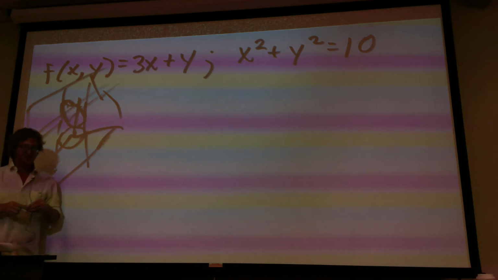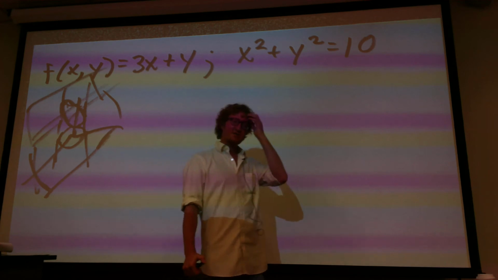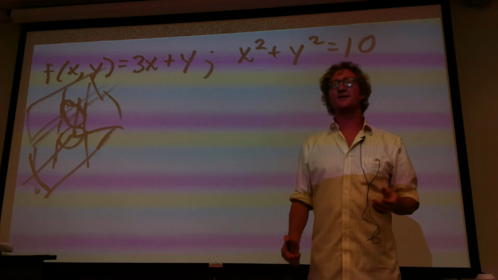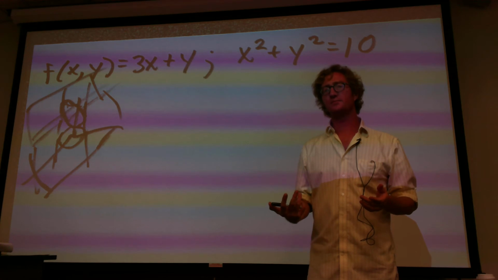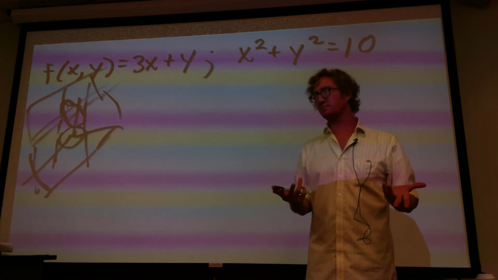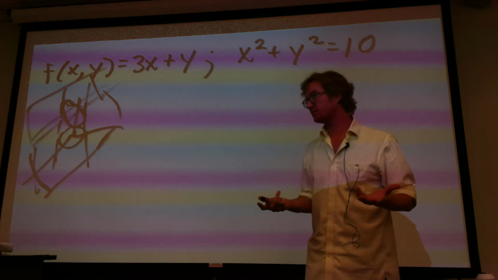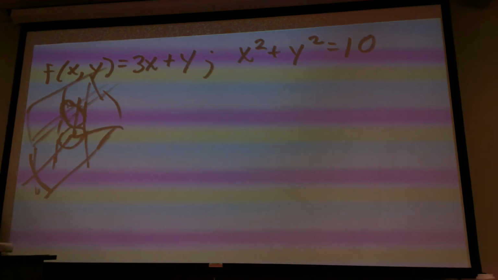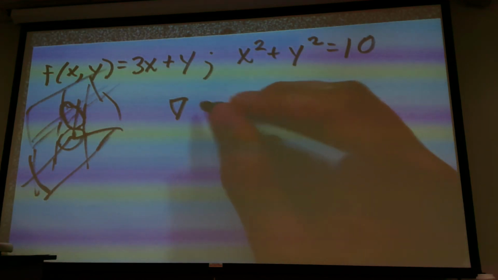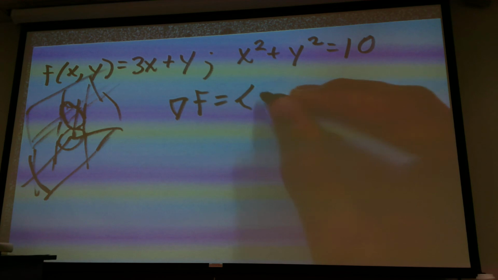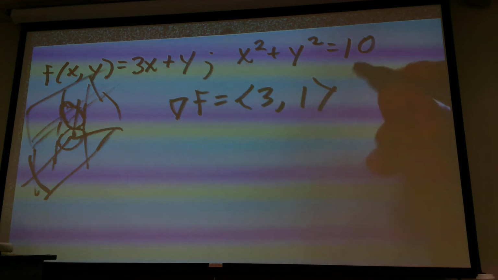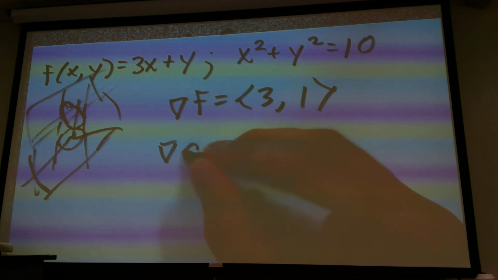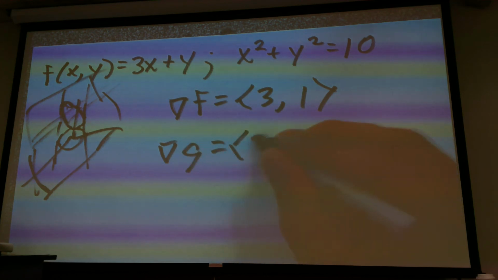You have this plane, and then you have a cylinder. So you're asking, what are the maximum values on the intersection of a cylinder and a plane? All right, so let's try to figure this out. So first, we're going to look at the gradient of f. That would be 3 and 1. And then we're going to look at the gradient of g. And that's going to be 2x and 2y.